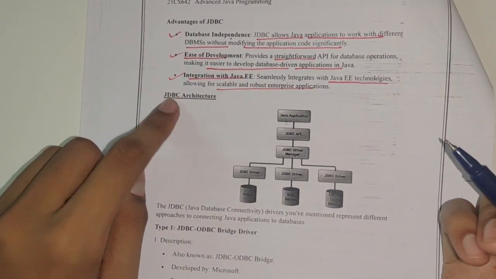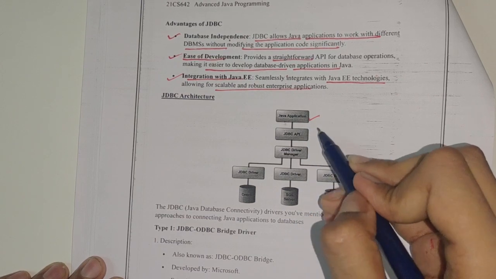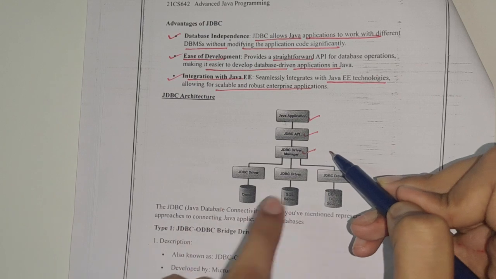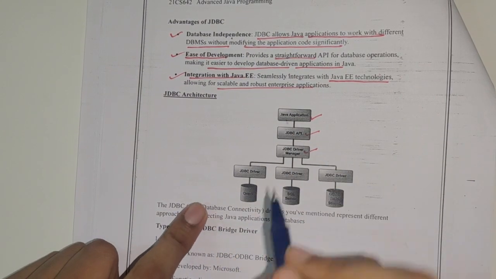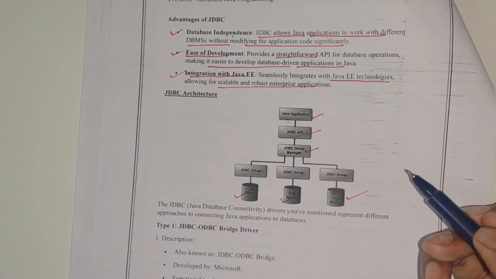Next we have the JDBC architecture. In the JDBC architecture, first we have the Java application, followed by the JDBC API. Then we have the JDBC driver manager. For this JDBC driver manager, we can see it is again divided into three parts. One is Oracle, one is SQL Server, and the other is the ODBC data sources.